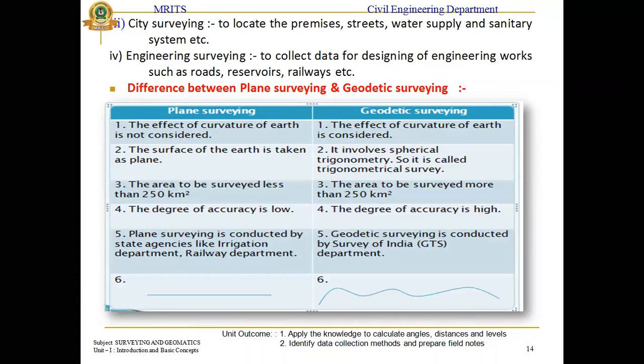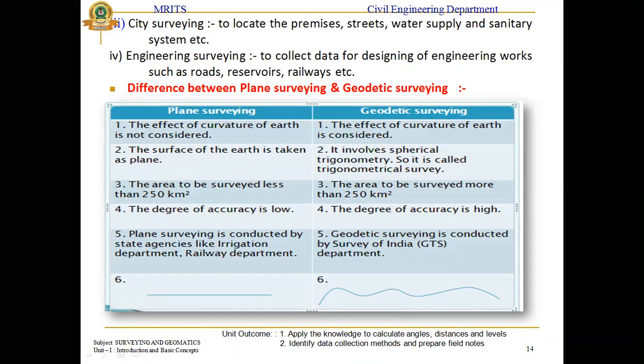The difference between plane survey and geodetic survey. For plane survey, I will take areas of less than 250 kilometers, and geodetic survey is for areas greater than 250 kilometers. Here, different areas need different measurements, different processes, and different criteria. For example, I will take about 5 or 6 points. I will read plane survey first, after that geodetic survey.